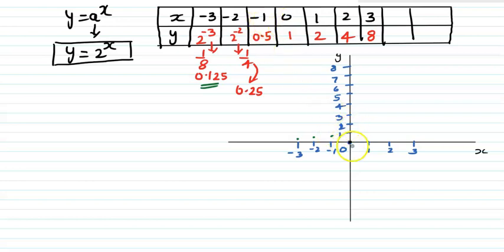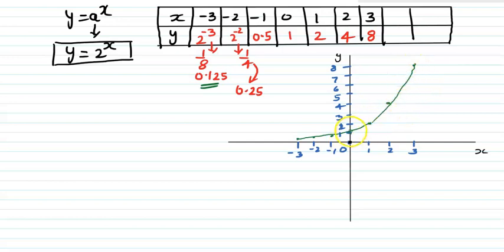And at 0, it is 1, so this is the value which is passing through 1. At 1, it is 2. At 2, it is 4. And at 3, it is 8. So our graph is starting from here and it is going like this.